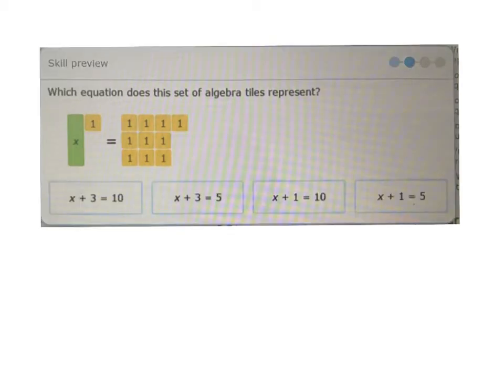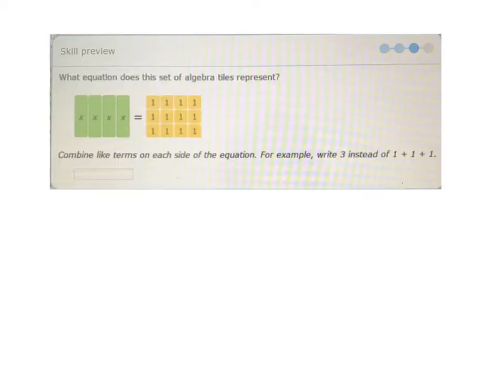Another example where we're just writing the equation. Which equation does this set of algebra tiles represent? So over here we have x plus 1, and we're saying that equals, or weighs as much as, 1, 2, 3, 4, 5, 6, 7, 8, 9, 10. So 10 on this side of the equal sign. So that equation is right here. X plus 1 equals 10.